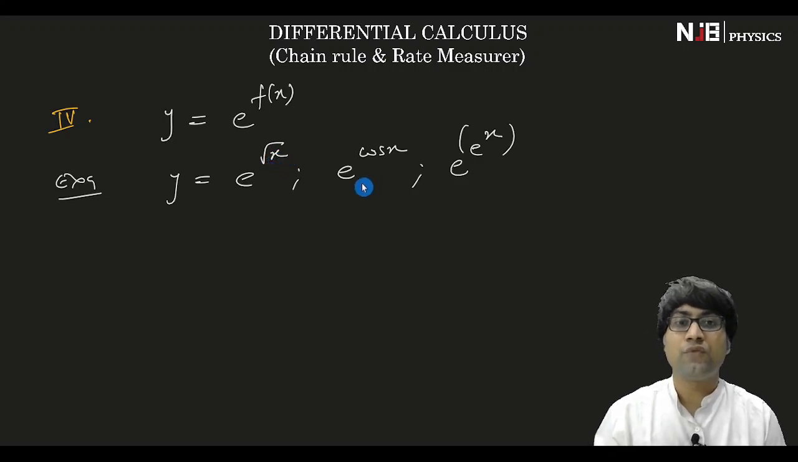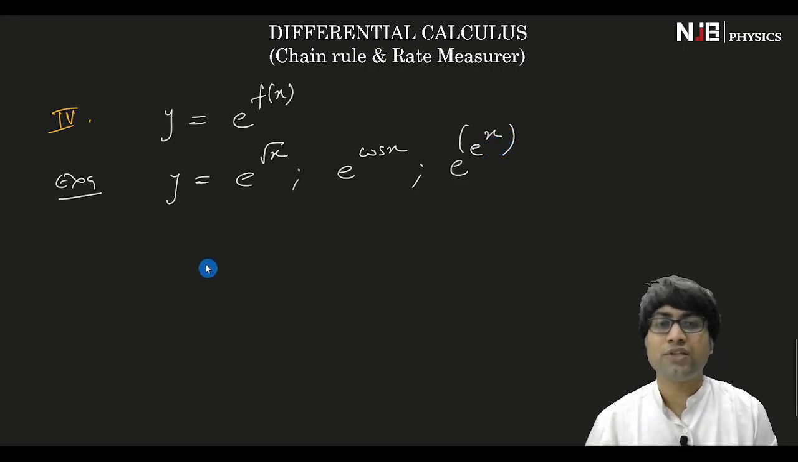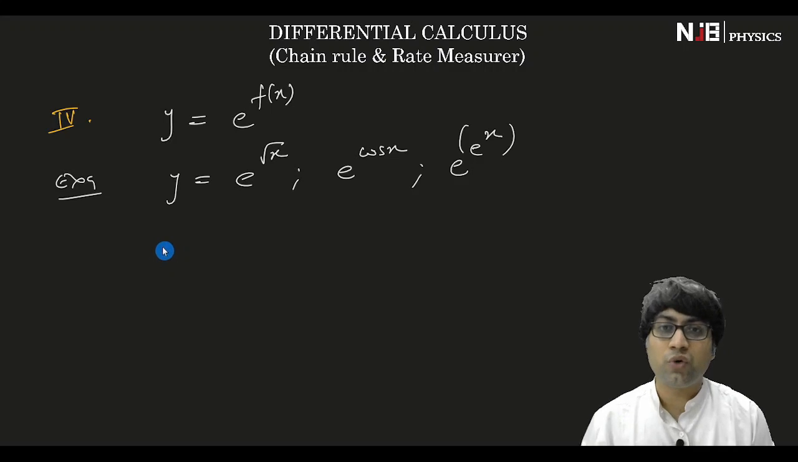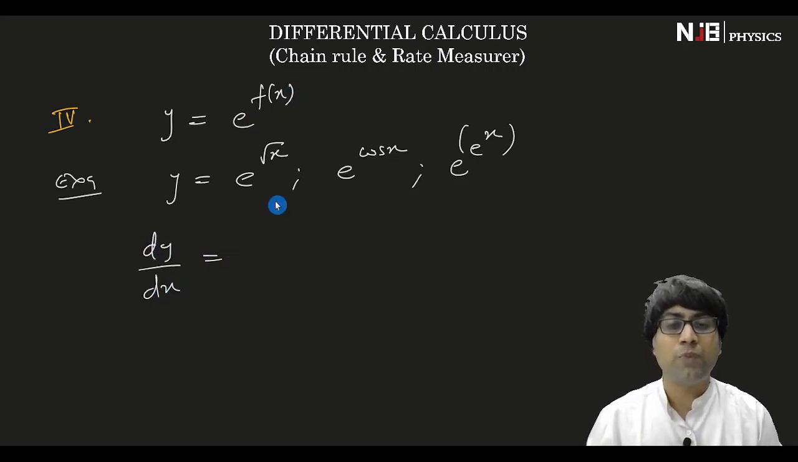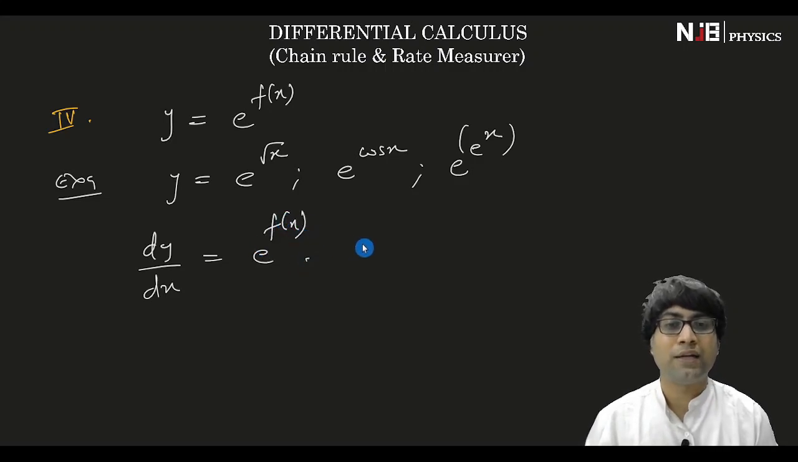Another situation would be e to the power cos x. The derivative of cos x is also known to us, and then we have a situation e to the power x. So basically the derivative of e to the power x is also known to us. In all such situations, we can use chain rule in this manner: dy by dx will be equal to e to the power f of x, which will remain as e to the power f of x, and then we will multiply the derivative of f of x.